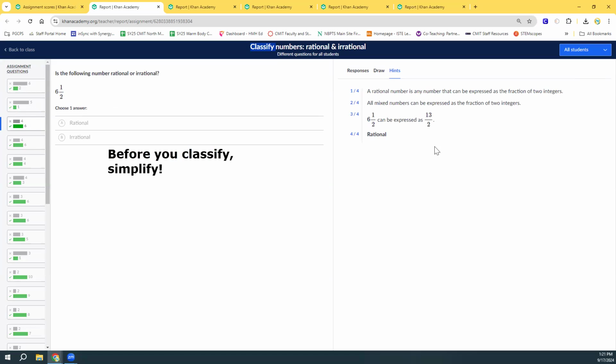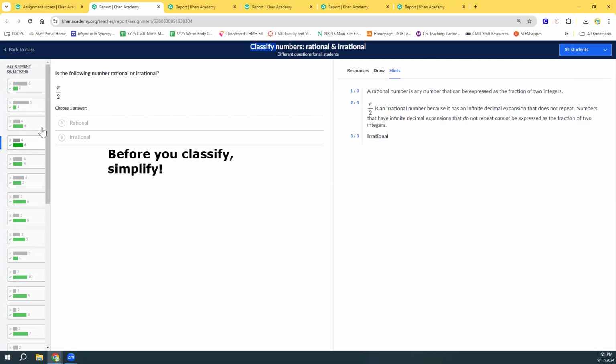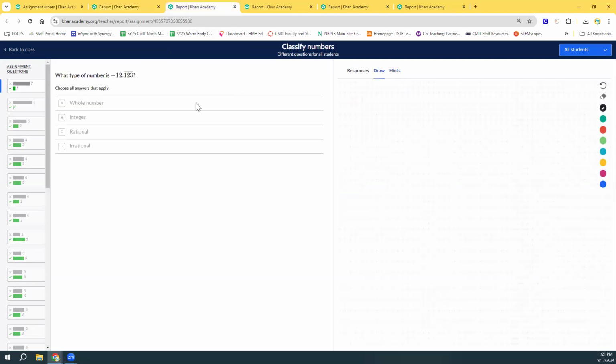6 1/2. Well, that's rational because it's a mixed number. It's a fraction. It's not a non-perfect square. It doesn't have a pi with it. So there you go. Pi over 2. Irrational because it has that pi with it. So it will not be rational. Okay, so go ahead and see what you can do with that one. And any ones that are tricky for you, just post them as a traffic light problem.